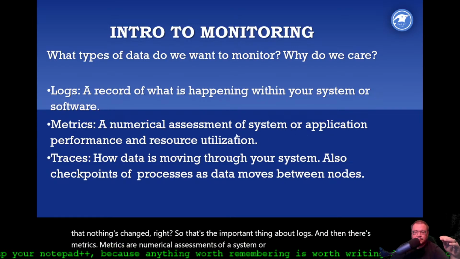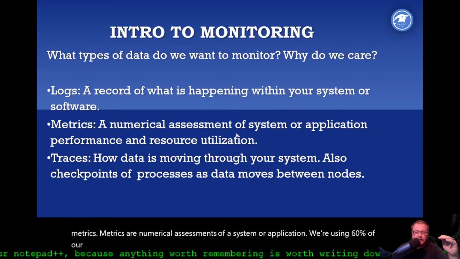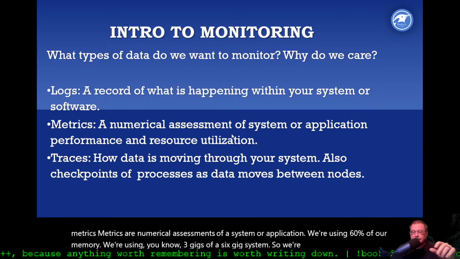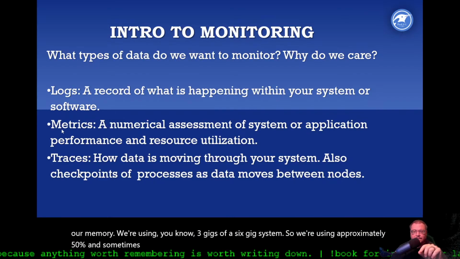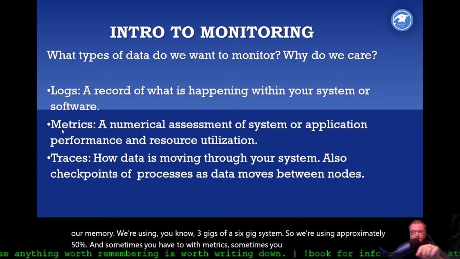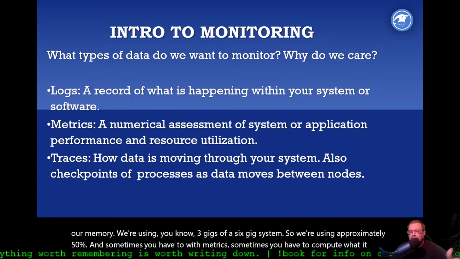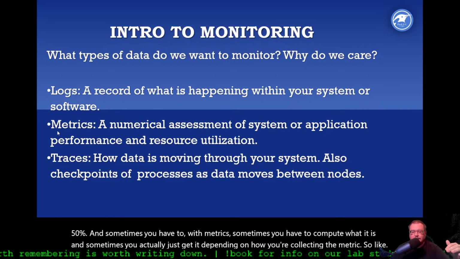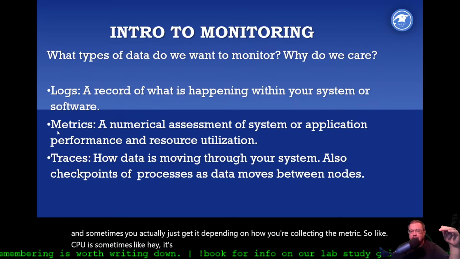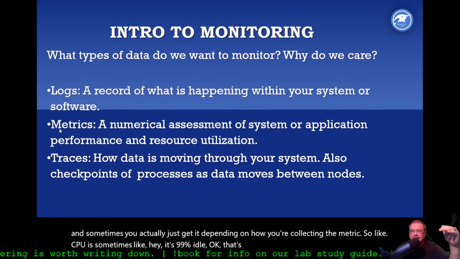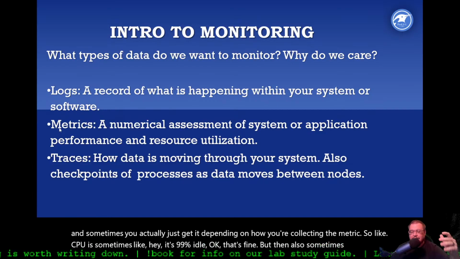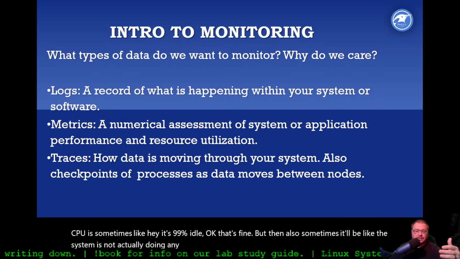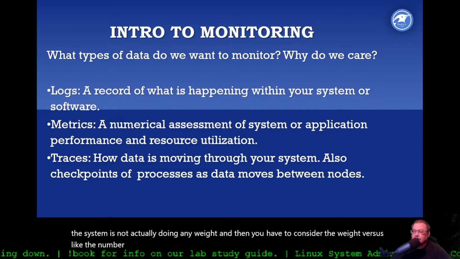We're using 60% of our memory. We're using 3 gigs of a 6 gig system, so we're using approximately 50%. And sometimes with metrics you have to compute what it is, and sometimes you actually just get it, depending on how you're collecting the metric. So CPU is sometimes like, hey, it's 99% idle. Okay, that's fine. But then also sometimes it'll be like the system is not actually doing any work, and then you have to consider the load versus the number of processors and those kinds of things.